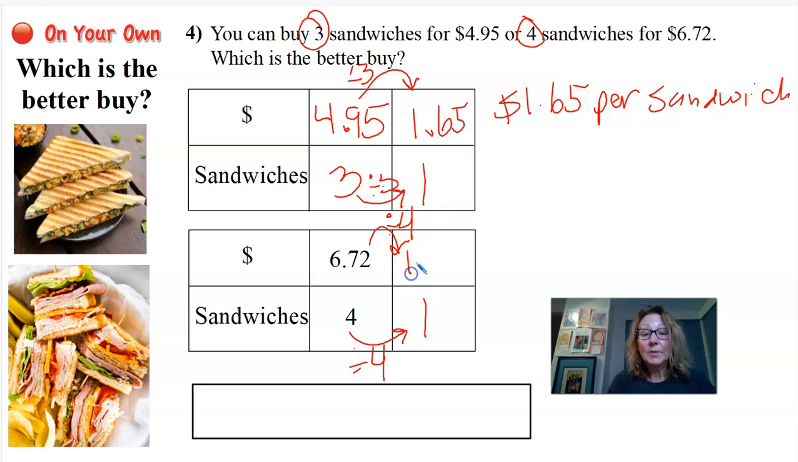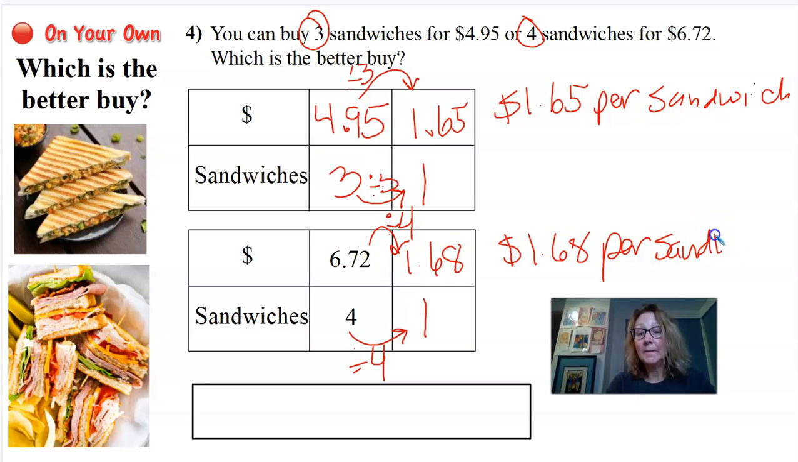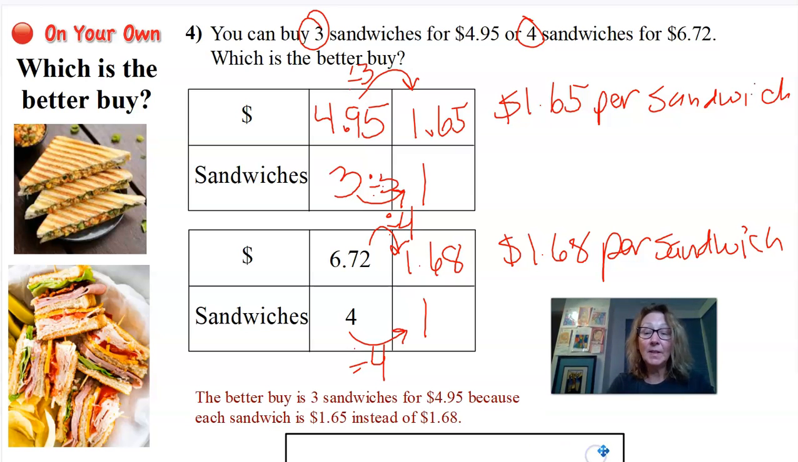So I get $1.68. Okay, so this one's pretty close, right? This one is $1.68 per sandwich. And then I can put the word problem answer into a word sentence and say the better buy is 3 sandwiches for $4.95 because each sandwich is $1.65 instead of $1.68. Okay, it's only 3 cents cheaper, but it adds up.